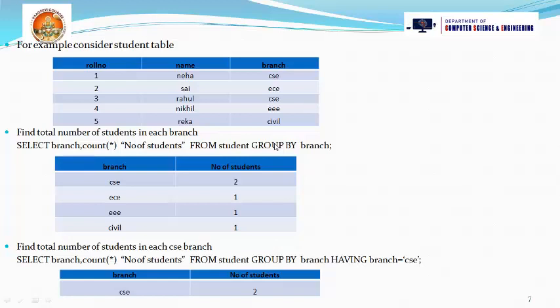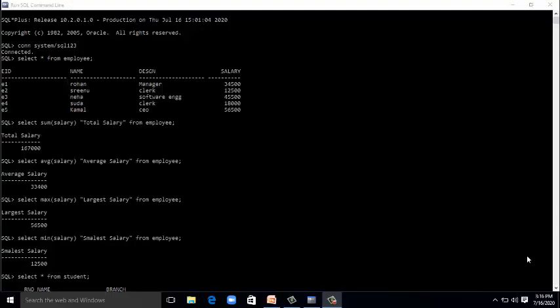Suppose we need to answer a query like the number of students in the CSE branch. So here we have to specify a condition with group by. For that purpose we have to add a condition by using the having clause to the previous query. Having branch equal to CSE means it displays only the students belonging to the CSE branch. Okay, so this is about the group by with having clause. Now we will see the execution of the aggregate functions and group by with having clause in the SQL command prompt.